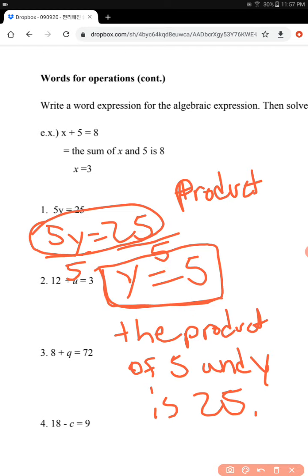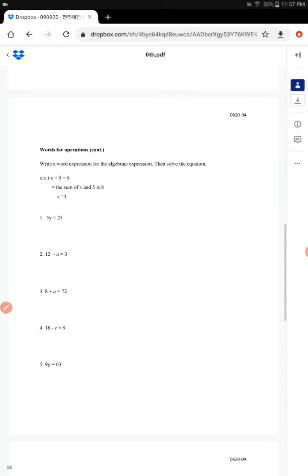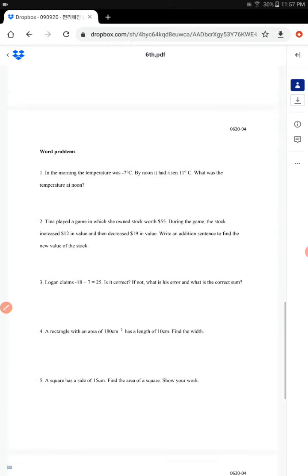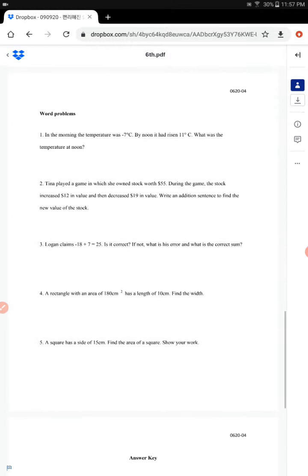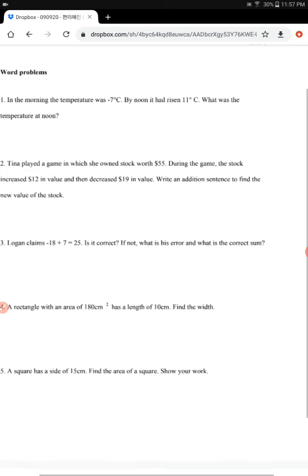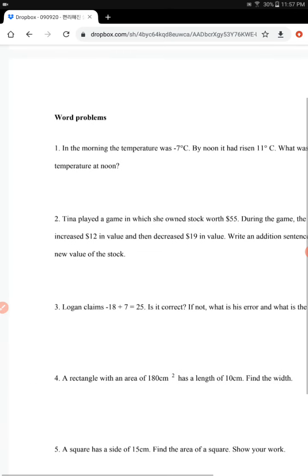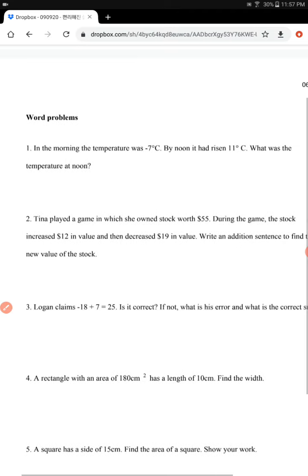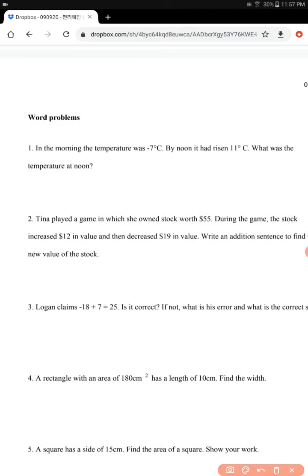I'll give you a second to pause if you need it, and then do this page also, and then come back when you're done. And then we're doing word problems now. In the morning, the temperature was -7. By noon, it had risen 11 degrees. What was the temperature at noon?